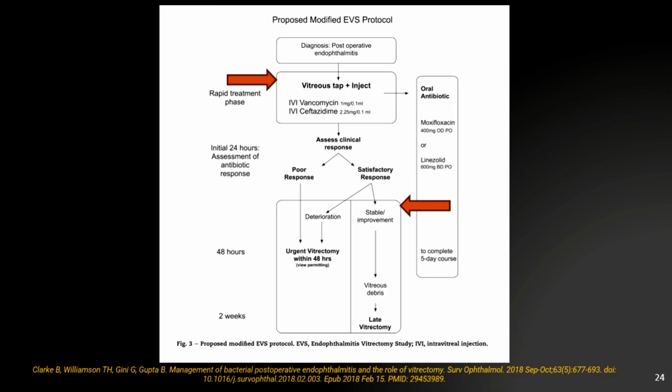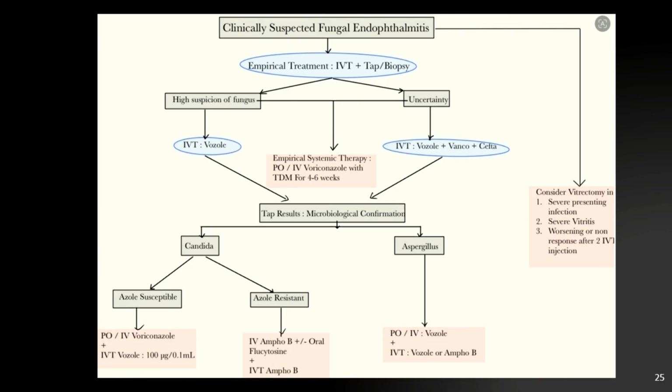If there is a poor response, and if you have already obtained the sample and isolated the organism, you can switch to whatever antibiotic agent is sensitive to that organism. And again, if further deterioration occurs, urgent vitrectomy should be performed within 48 hours of clinical worsening. The treatment usually continues till 2 weeks if intravenous therapy is also to be started. And in case of clinically suspected fungal endophthalmitis, again empirical intravitreal therapy should be given.